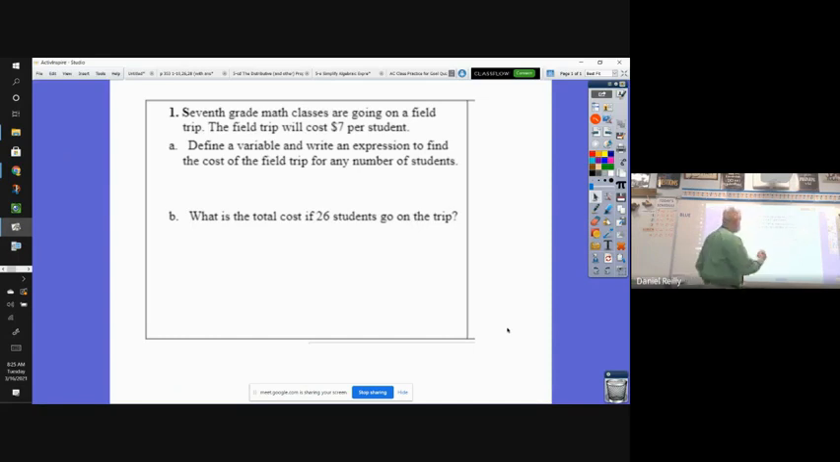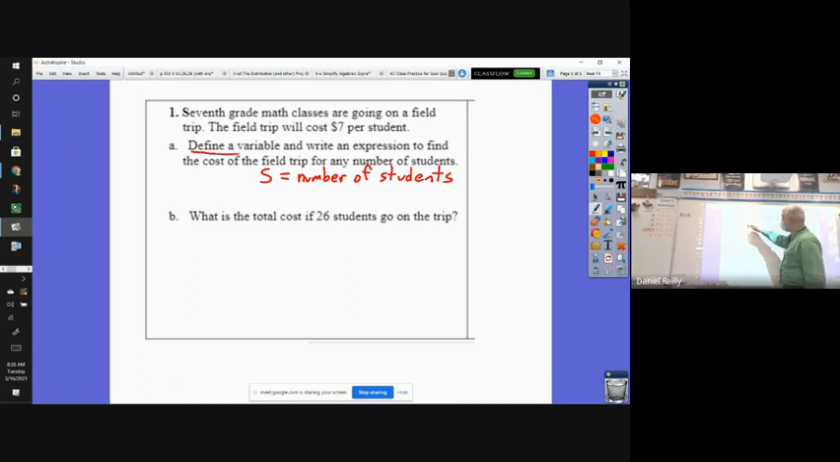S? Okay, so if you want to use S. Why would you use F for the number of students? You would either use N or S or X. Those would be the choice. I'm going to use S. Okay, this is defining the variable. Pick a letter and say what it represents. S equals the number of students. So that's this part, define a variable.